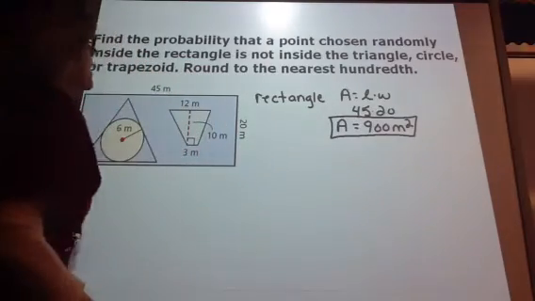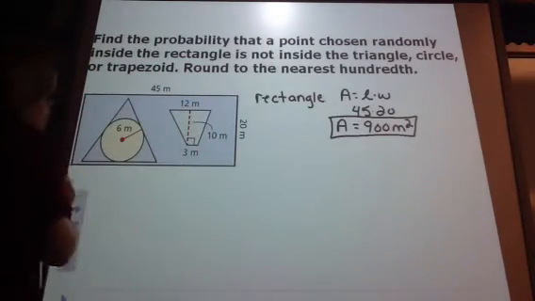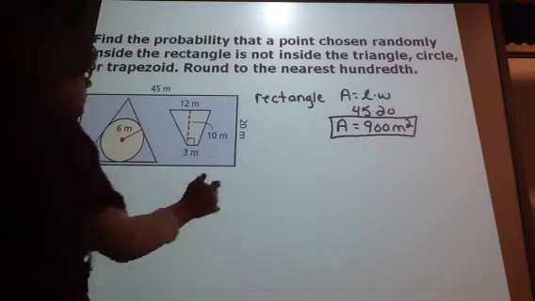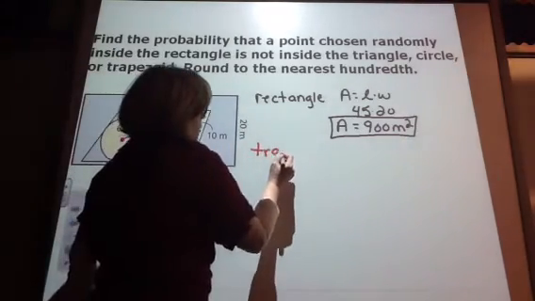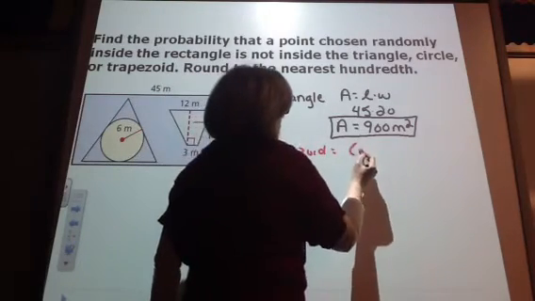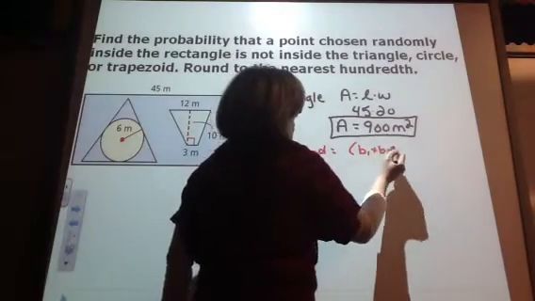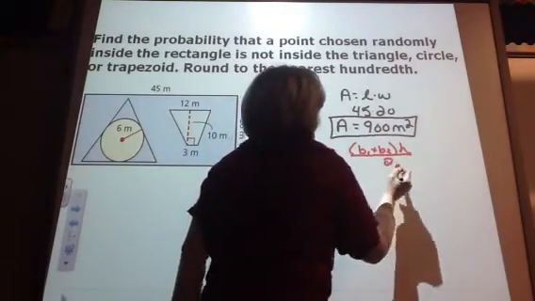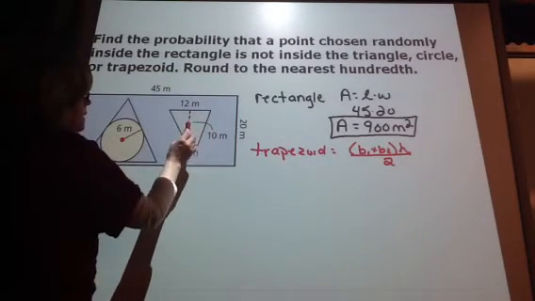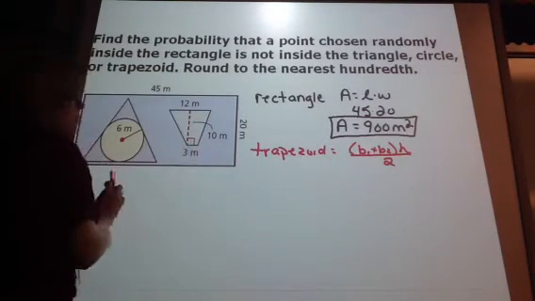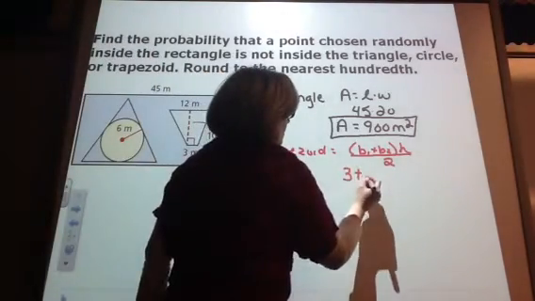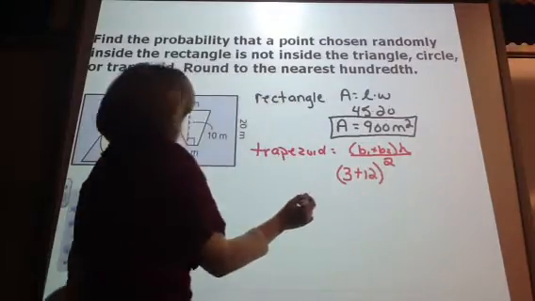Okay, then we need to take the area of the trapezoid and the triangle if we can. So let's do the easier one and do the trapezoid. The formula for the area of a trapezoid is where you add your two bases, times it by the height, and then divide by 2. Remember, your bases are your parallel sides. Your height is perpendicular to your bases. So our bases are 3 and 12, and our height is 10.